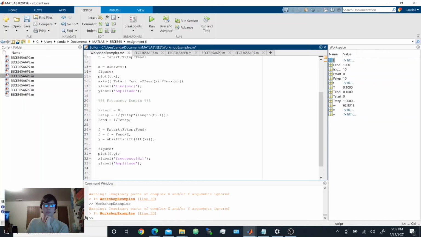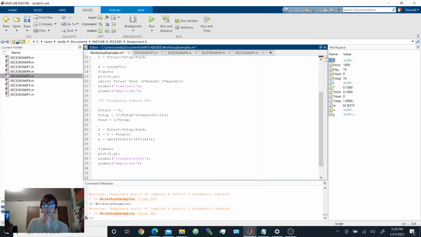So f end is our entire range. So what we actually want is half of the range. And then I want this to be 0. And then right here, actually I'll leave that. I'll change this to y. And I'll change this to 1.2.